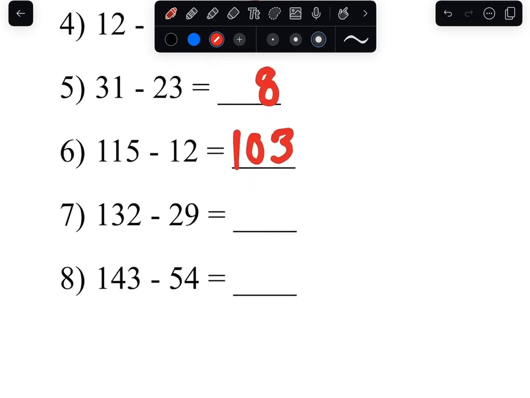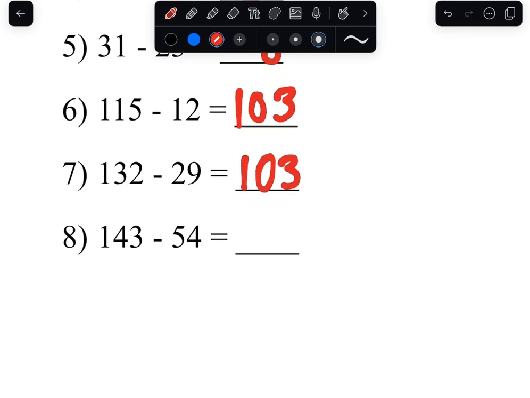Number 7. 132 minus 29. You can't subtract 2 minus 9, so you have to borrow 10 from 3. So the 2 becomes 12. And the 3 becomes a 2. 12 minus 9 is 3. 2 minus 2 is 0. 1 minus 0 is 1. So the answer for number 7 is 103.